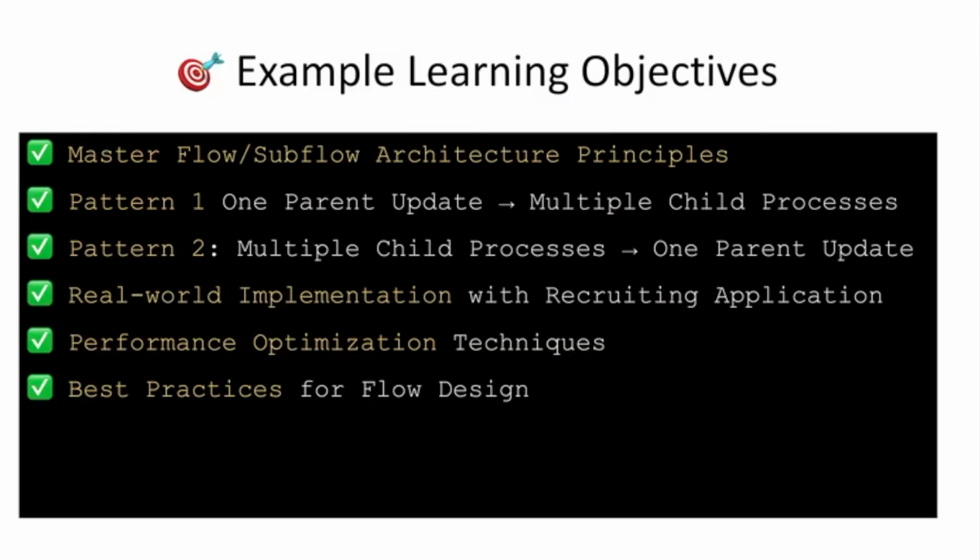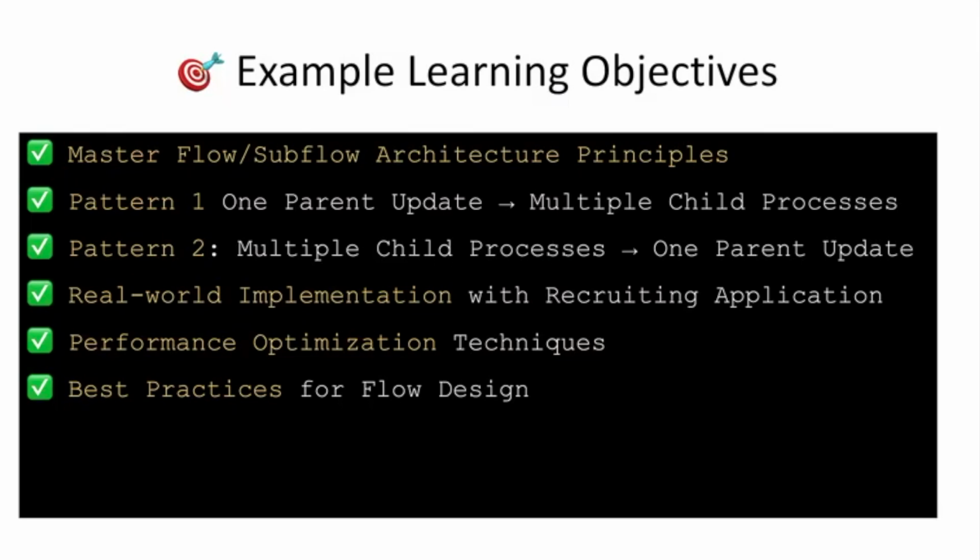Next is pattern 2, which is even more performance critical. Multiple child level processes independently analyze criteria and contribute data updates to the parent. But the actual update to the parent record is performed only once, centrally in the master flow. This is especially useful for governor limit safety and reducing recursive automation.